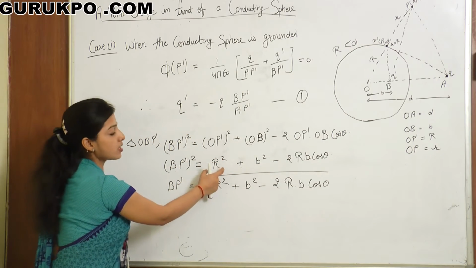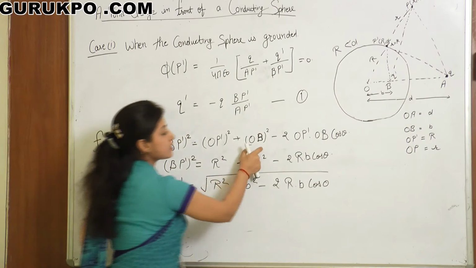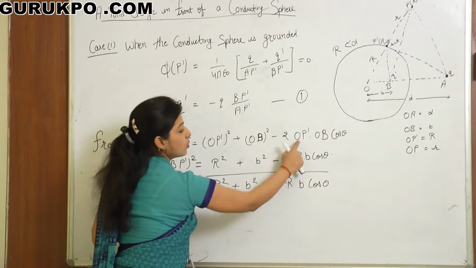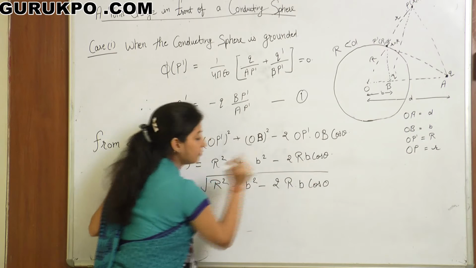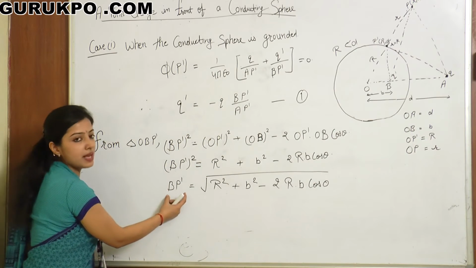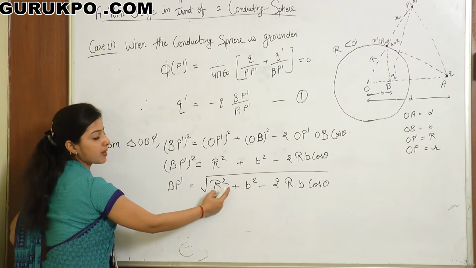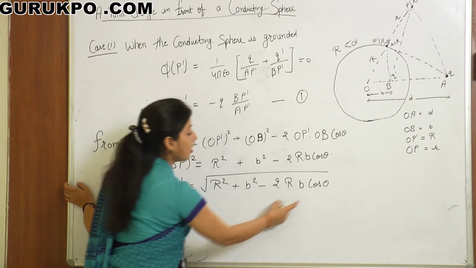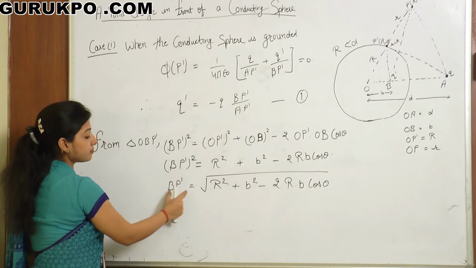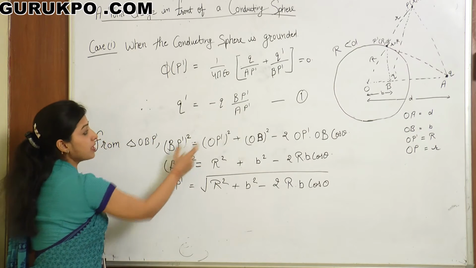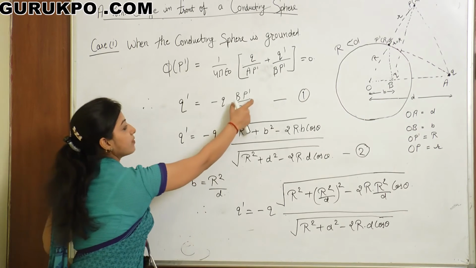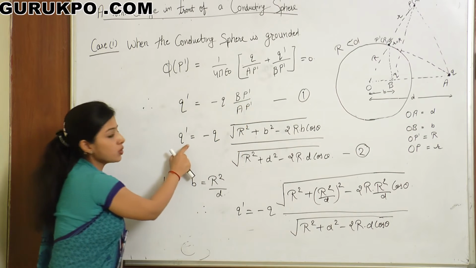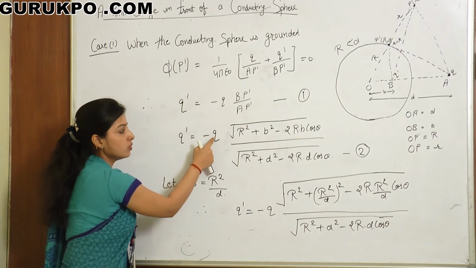Here OP' is equal to R, and in this case OB equals B, and minus 2R·B cos θ. Therefore BP'² equals R² + B² − 2RB cos θ. Putting the values of BP' and AP' here.